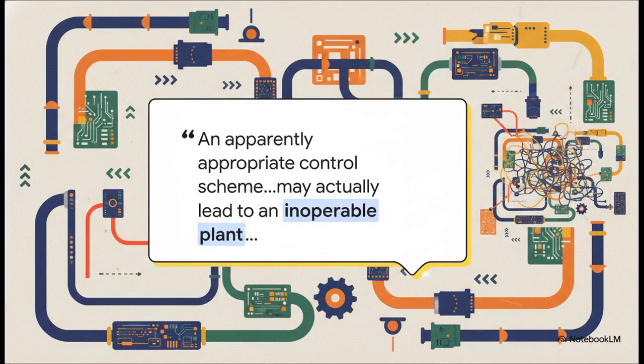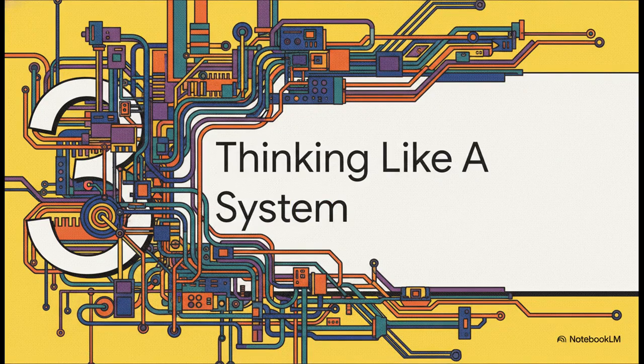Listen to how the authors of our source material put it, because it's perfect. They say that you can create what looks like a great control plan for just one single reactor, but the second you connect it to everything else with these recycle streams, your perfect solution could actually make the entire plant impossible to operate. So, okay, if controlling the individual parts is not the answer and can actually make things worse, then what do? Well, it takes a complete shift in how you think about the problem. You have to stop looking at the little pieces and start thinking like a system.